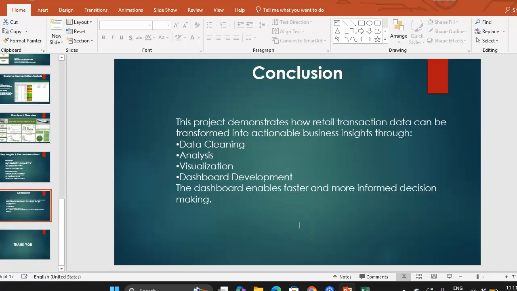Then the conclusion. This project demonstrates how retail transaction data can be transformed into actionable business insight. The final dashboard provides a clear overview of business performance and supported data-driven decision making.